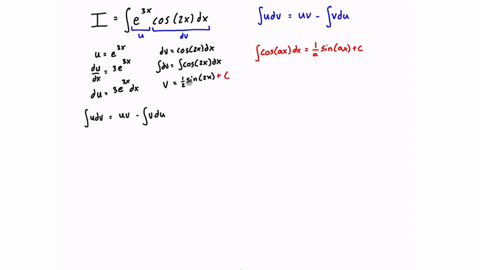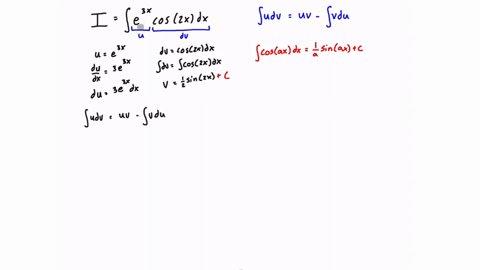We have v, it's 1/2 sine of 2x. What else do we have? We have du, we found du right here, it's 3e to the 3x. And dv we originally defined up here as cos of 2x dx. So we can actually plug everything that we have now into this formula.